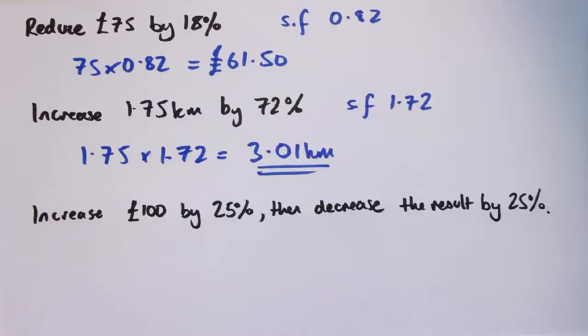Here's another problem. If I increase £100 by 25% and then decrease the result by 25%, what do you get? Well, you might say, it's an increase of 25% and then a decrease of 25%, so they cancel out, but that turns out to be incorrect, actually.